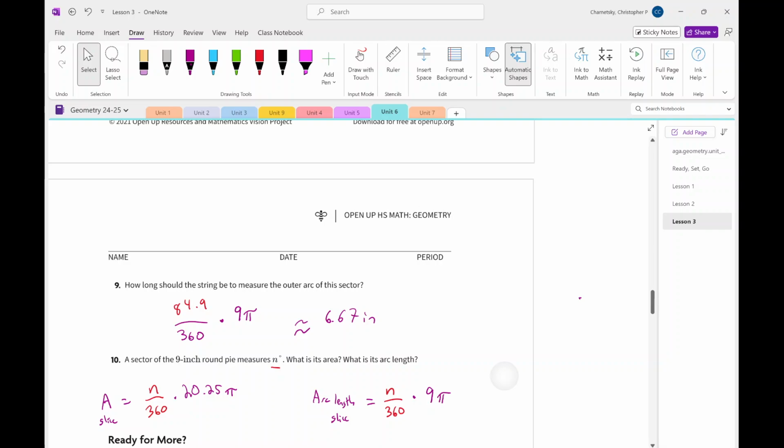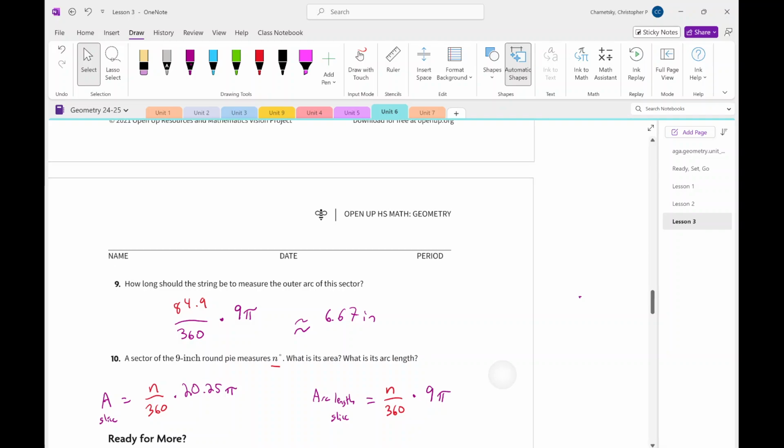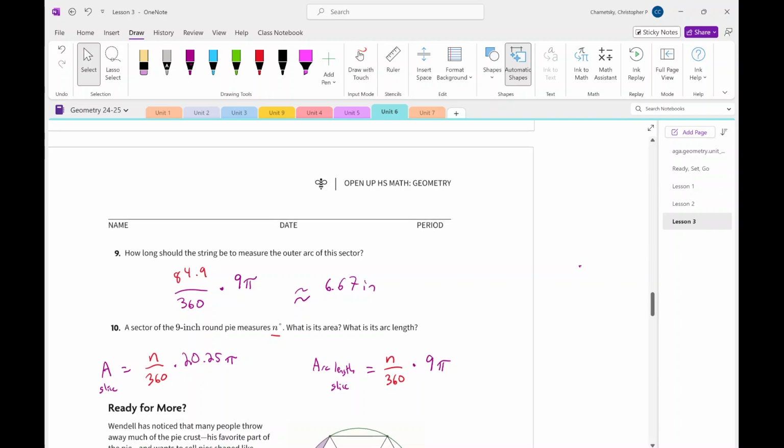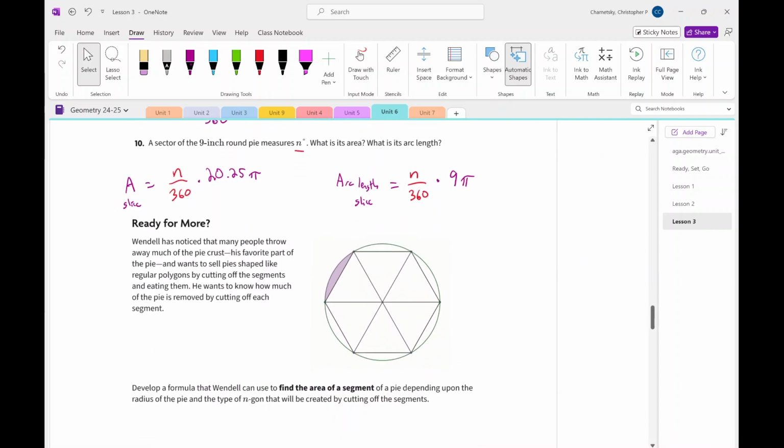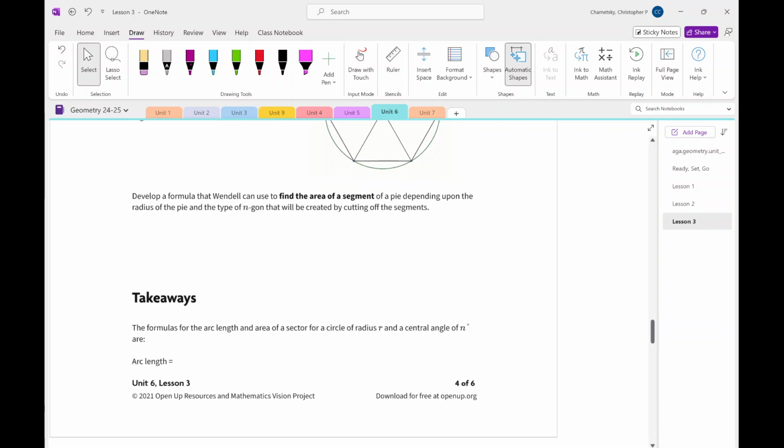Now, in a moment, we're going to make this even more general. We're going to make sure that we can find the area of a slice of any size pie, or the arc length of any sliced pie. So let's go through and take a look at that.